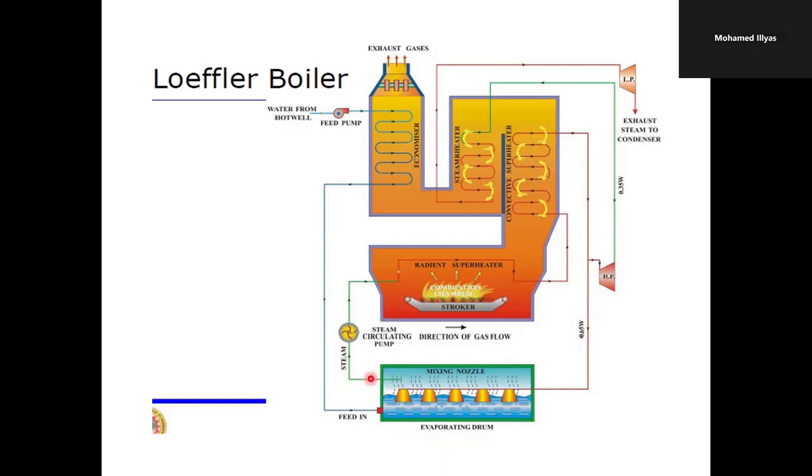So we get steam from this evaporating drum. That will be taken by a steam circulating pump and supplied to the radiant superheater, where very high heat transfer is taking place by radiation. After that, it goes to the convective superheater and then is applied to the high pressure turbine where the steam will be expanded.